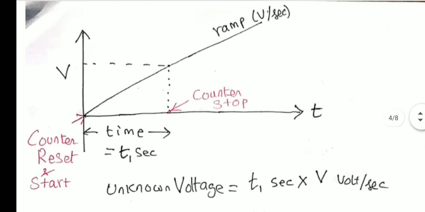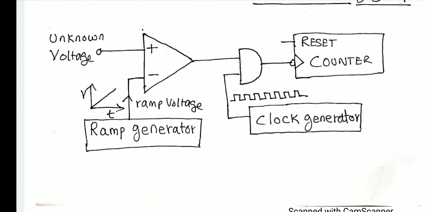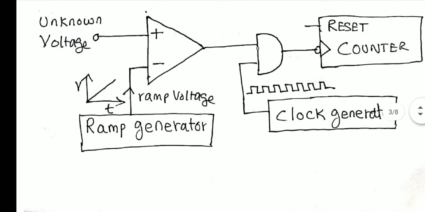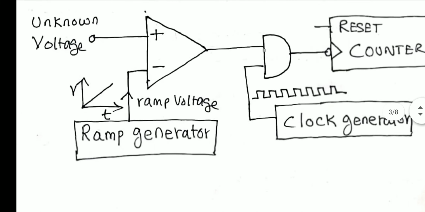Okay, reset and start the counter. Now what will happen? The comparator compares the unknown voltage, some positive value, with the ramp, which is 0 at t equal to 0. So the output of the comparator will be high, because the unknown voltage is greater than 0 volts, right? Hence, initially the output will be high.